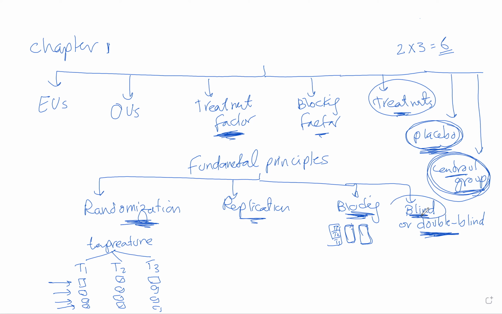If you can make it blind, it's fine, you can do it. If you can make it double blind, it's fine, but sometimes we will not be able to do blind or double blind. So randomization, you have to have randomization. Replication, you have to have replication. But blocking and blind and double blind, these you do if you can.